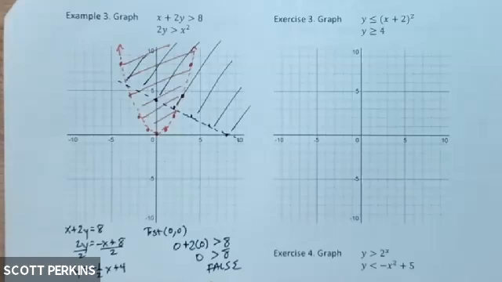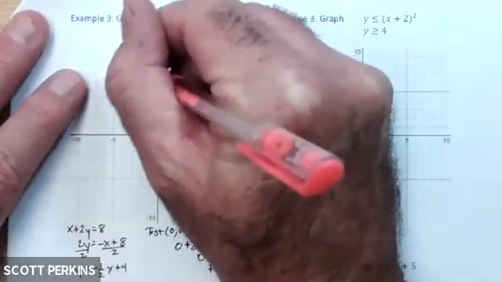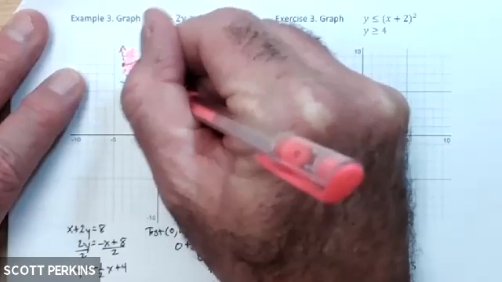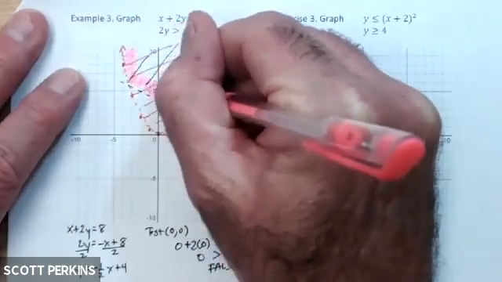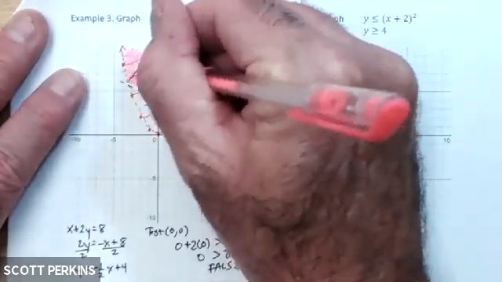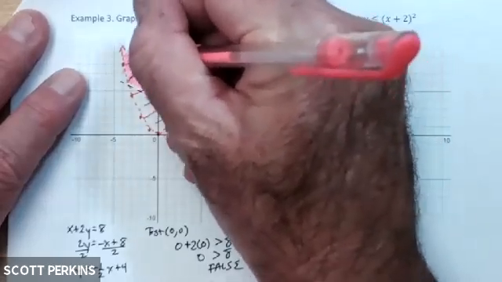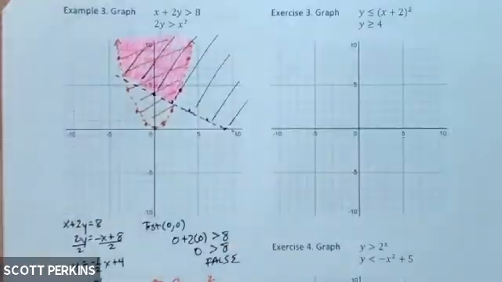And then last but not least, the shading is right in there where the two things overlap. So that is nice hot pink. I'm just doing a little bit better shading. This is the solution to the system. It's where both shadings occur, and you just keep doing that.